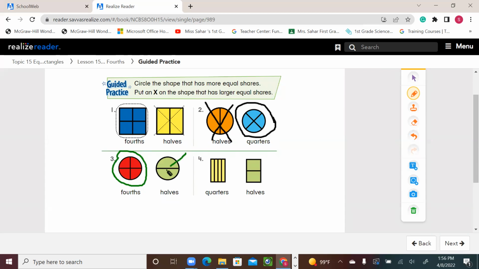So we'll put an X on this one, and then the last one, we have 2 shapes, one divided into 4 quarters. So this is the shape that has more equal shares because I have 1, 2, 3, 4 parts, 4 quarters or 4/4. And this one has larger equal shares. So we're gonna put an X on this one, and we're gonna circle this one.